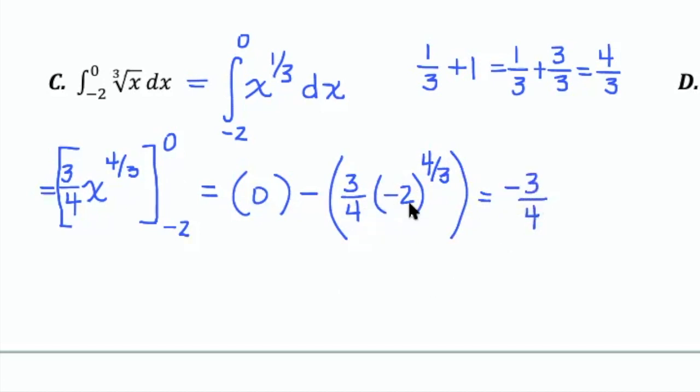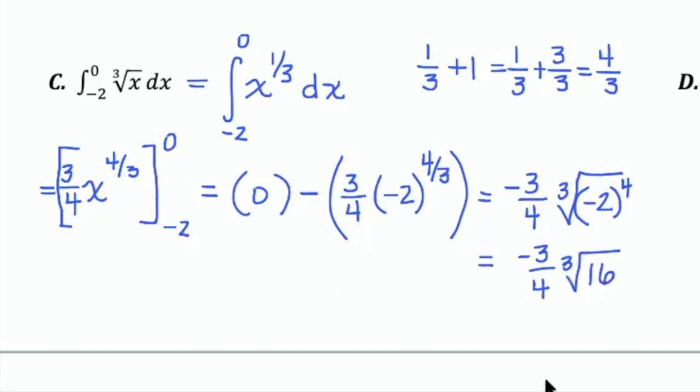So we're going to have -3/4. I'm going to take this -2 to the 4/3 and rewrite it in its radical form. So that would be having a -2 to the 4th power under the radical. I'm not really going to do much more than say, okay, -2 to the 4th should be 16. I'm going to keep it under the radical because the cube root of 16 is not a particularly nice number. So that's as simple as I'm going to take this one. Of course, I could go to a calculator and get a decimal approximation.